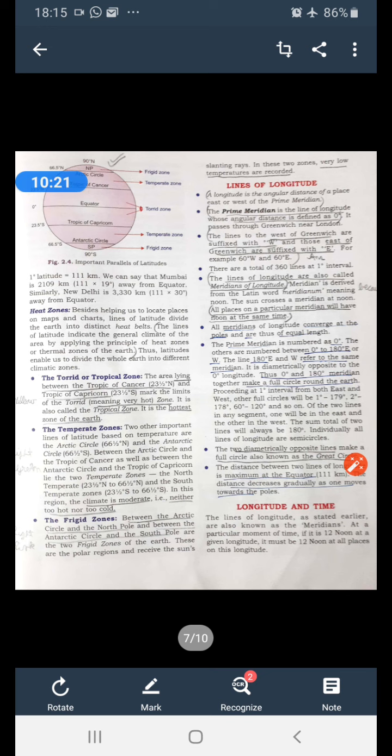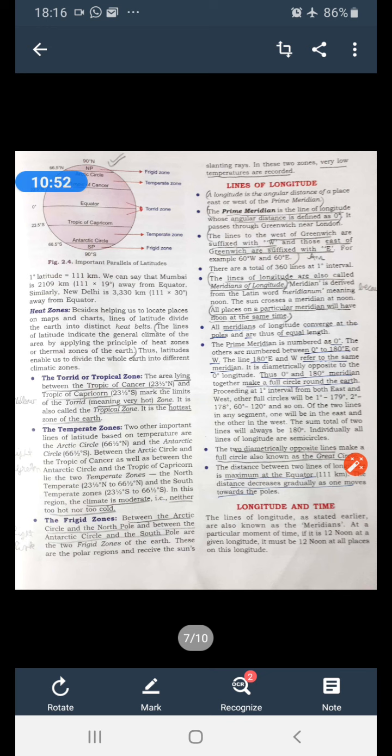Now when we start counting from 0 to 180 degree east and 0 to 180 degree west, this 180 degree is one and the same line. Thus the 0 degree and 180 degree meridians together make a full circle around the earth. Coming to the second last point, the two diametrically opposite lines that make a full circle are also known as a great circle.